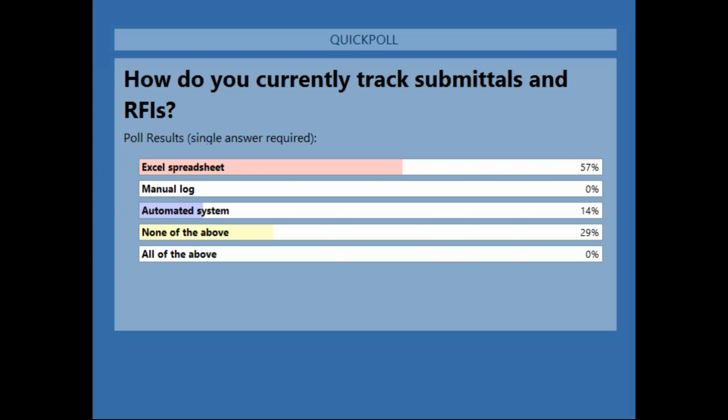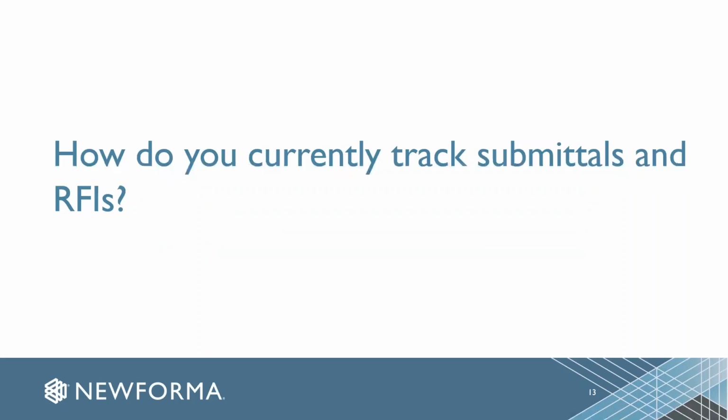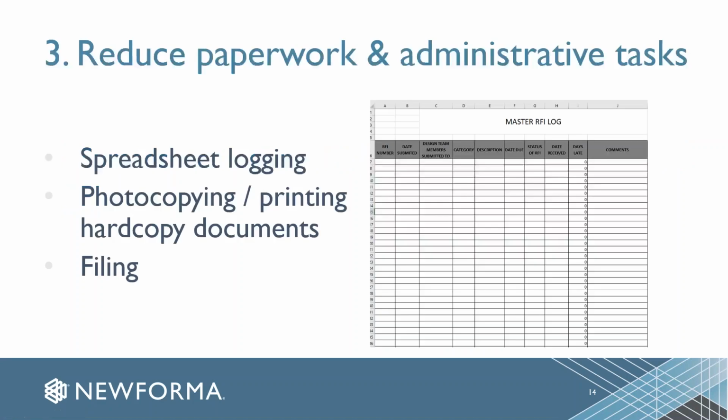All righty. So if we look at our poll here, it looks like we've got a lot of folks on the Excel spreadsheet plan, as well as some with an automated system and then some other processes as well. So again, I think that really speaks to what we see as some of the things that become those time sucks, and really just how can we improve that process with a product that gives us some automation in a central repository. So now we're looking at reducing that paperwork and administrative task overhead time, right?